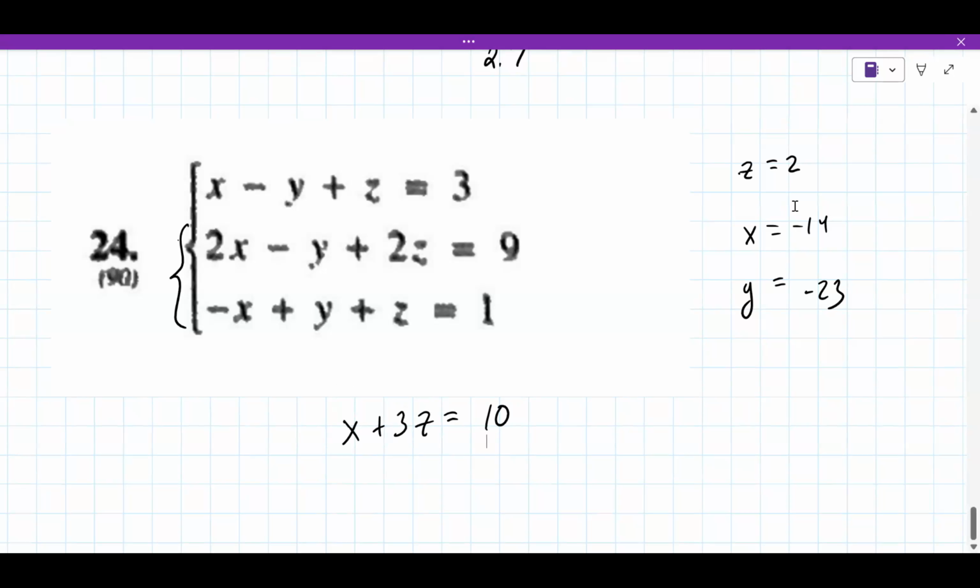I think there's the mistake. I think X should have been -4. No, no, I'm sorry, +4.